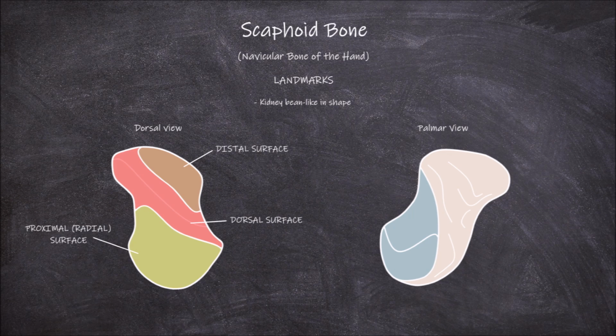This surface is also convex in shape and has a large facet on it for articulation with the radius bone. The fourth surface is the palmar surface. This surface has a round tubercle on it in the distolateral region of the surface. The fifth surface is the lateral surface. This surface is narrow and roughened for ligament attachment.